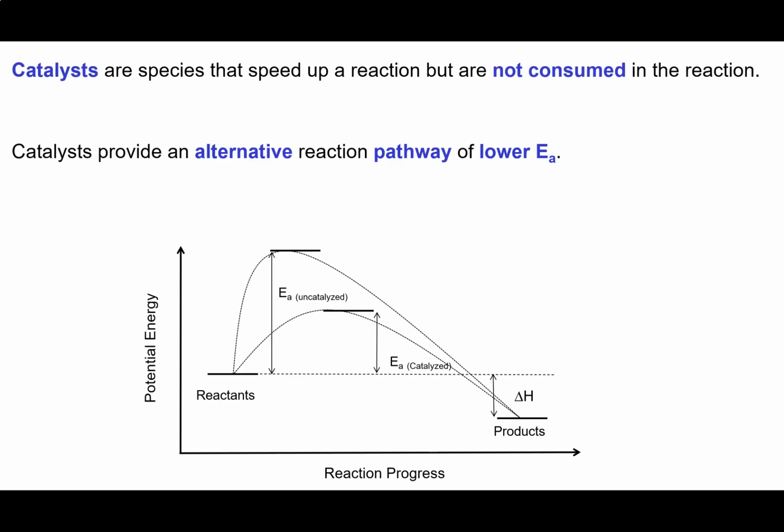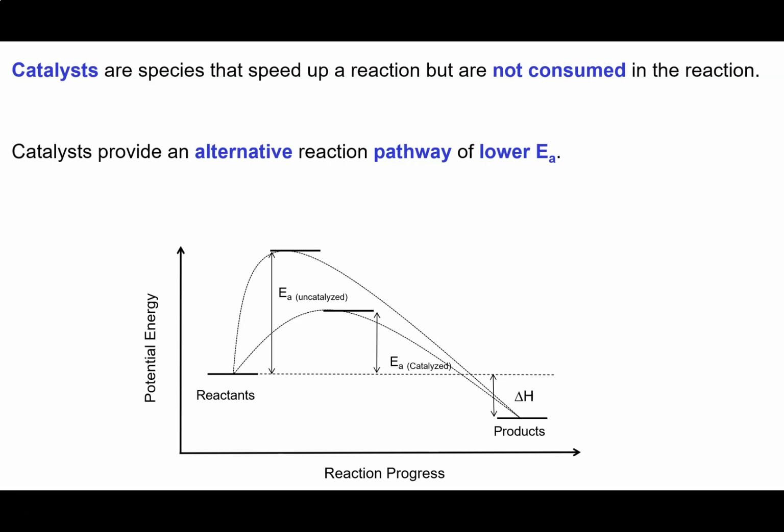Chapter 12 concludes with a short section on catalysis. So as we know, catalysts are species that speed up a chemical reaction but are not consumed in the course of the chemical reaction. How catalysts function is they provide an alternative reaction pathway that has lower energy of activation than the uncatalyzed reaction.